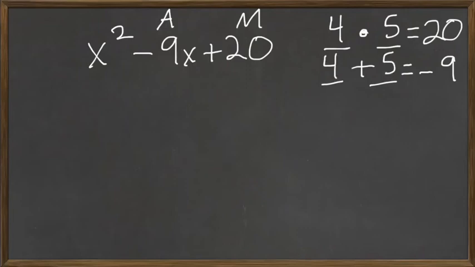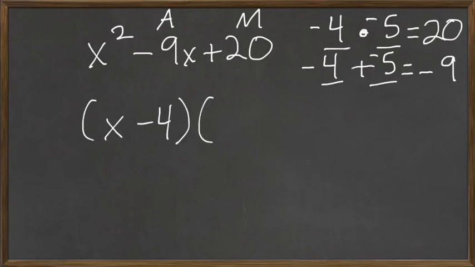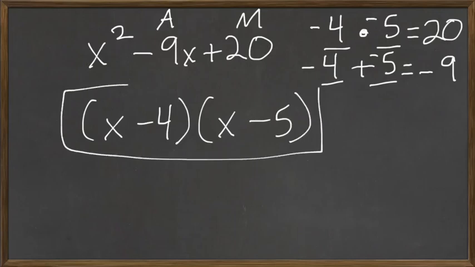Now I need to add up to negative 9 though. So I actually need both of these to be negative. Let's see if that works. Negative 4, negative 5. Negative 4 times negative 5 does equal positive 20. Two negatives will cancel and make a positive. So those are our two factors that we want. x minus 4 times x minus 5. And that'll be our answer.